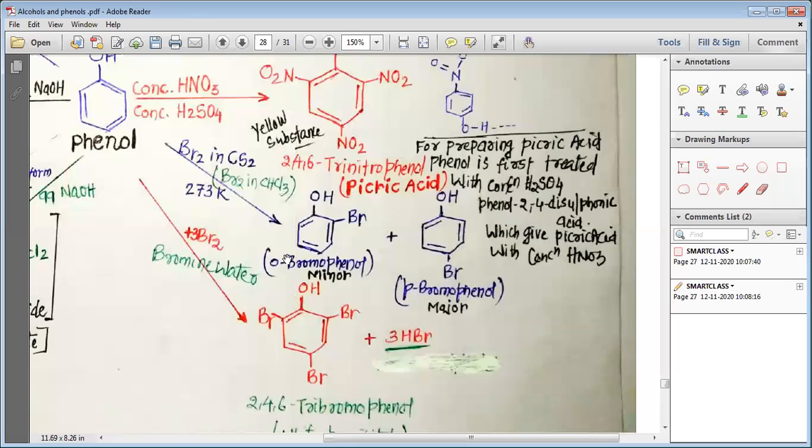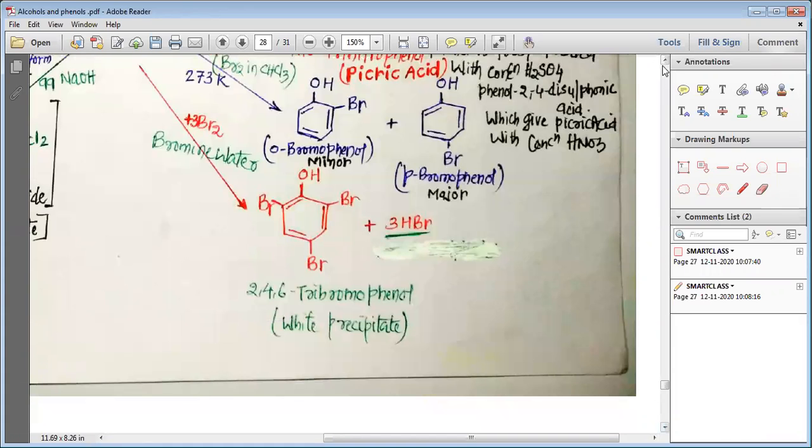The first product that we are going to get is orthobromophenol. The second product that we are going to get is parabromophenol. Remember, my dear students, that orthobromophenol would be the minor product, lesser in quantity as compared to parabromophenol, which is the major product in this case. So remember once again, phenol, when allowed to react with bromine dissolved in carbon disulfide or bromine dissolved in chloroform, gives us orthobromophenol and parabromophenol. Orthobromophenol is the minor product, parabromophenol is the major product.